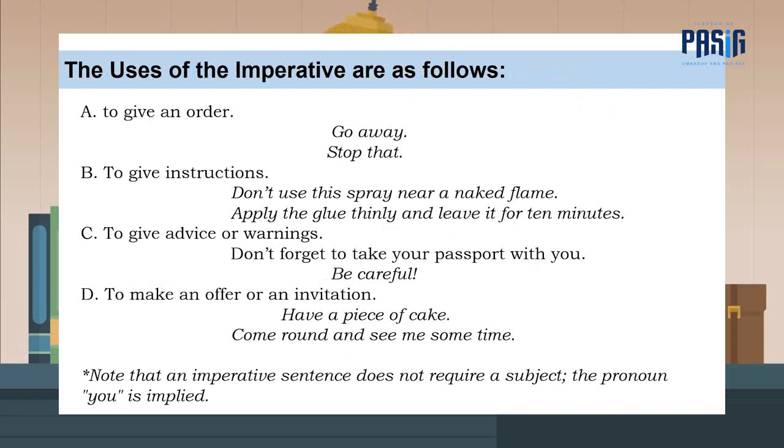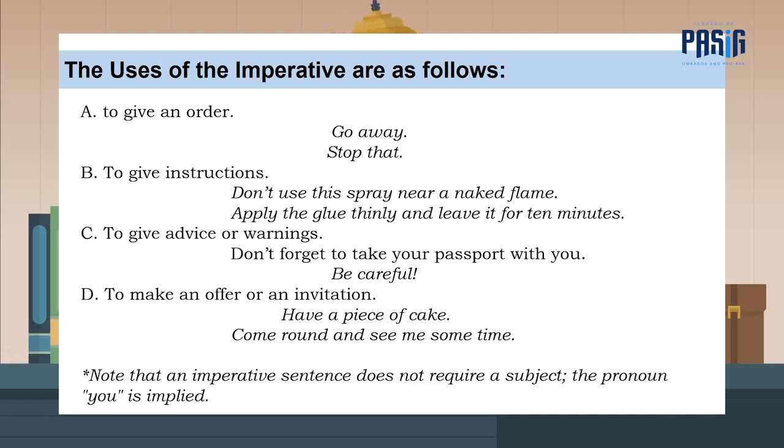The uses of the imperatives are as follows. Letter A, to give an order. Example, go away. Stop that. Letter B, to give instructions. Examples, don't use this spray near a naked flame. Next, apply the glue thinly and leave it for 10 minutes.